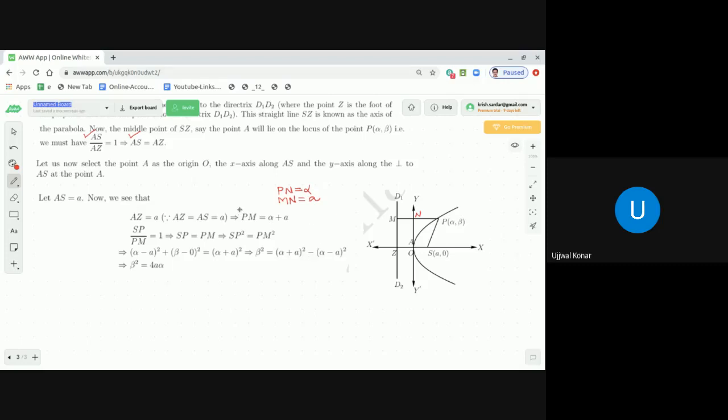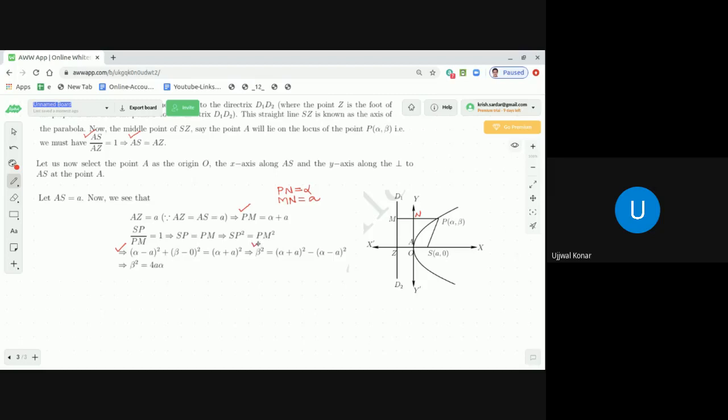That is why PM is equal to alpha plus a. And what is SP? SP is nothing but the distance between the point P with coordinate alpha comma beta and the point S with coordinate a comma 0. So then what we get, SP square is equal to PM square. That means alpha minus a whole square plus beta minus 0 whole square is equal to PM square, that is alpha plus a whole square. This one. And if you simplify, then you'll get something like this.